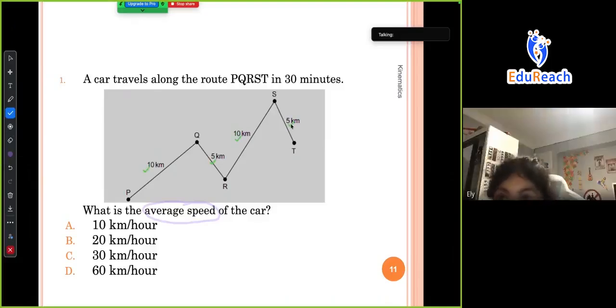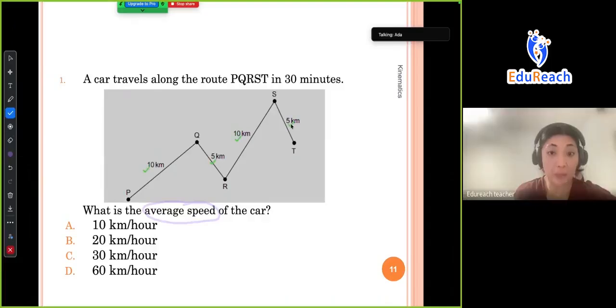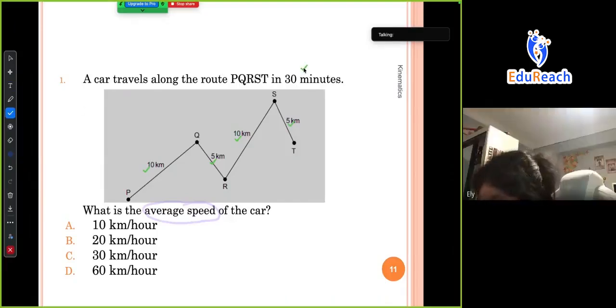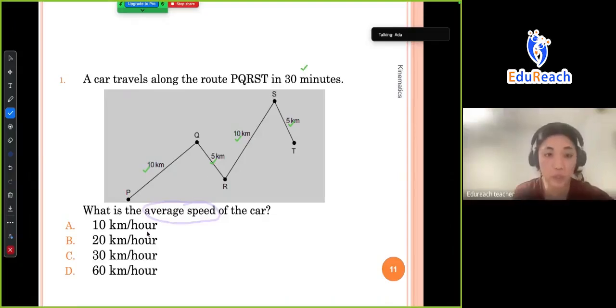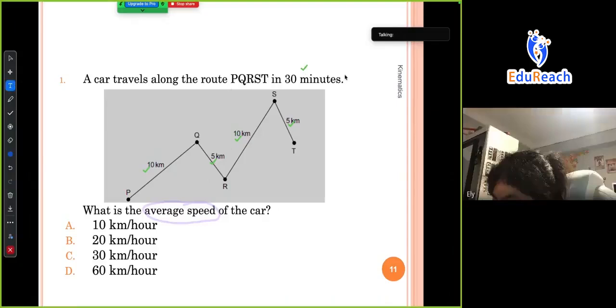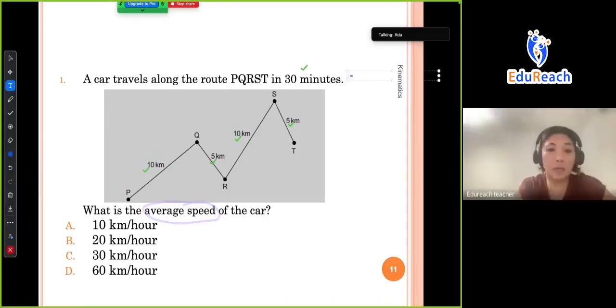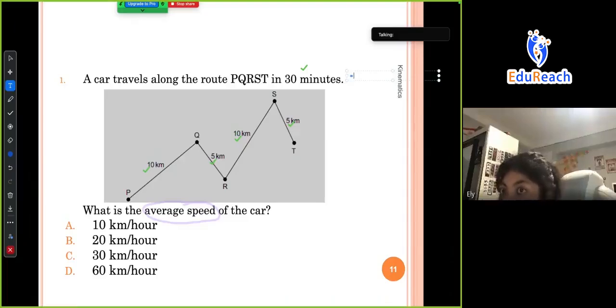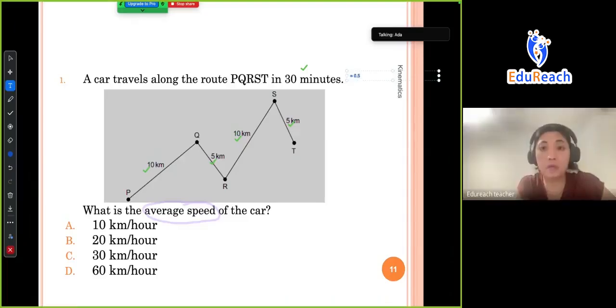30. 10 plus 5 plus 10 plus 5. Yes, 30 km, right? Okay, good. So 30 km and the time, what is the unit that they gave you? Minutes. So all of these answers are in hours. So we need to convert minutes to hours, right? 30 minutes is how many hours? Half. Half an hour, yeah, correct. 0.5 hours, right?